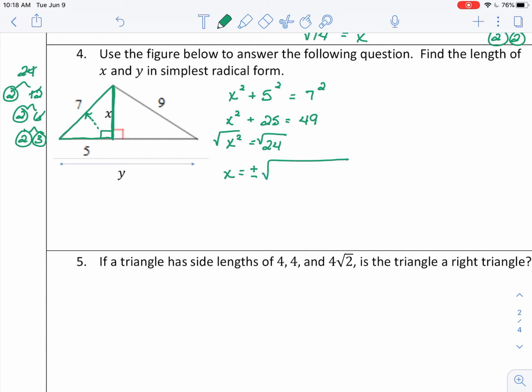So instead of square root 24, I'm going to have square root of 2 times 2 times 2 times 3. And pairs make perfect squares. So instead of square root 4, we can simplify that to just a regular 2. 2 times 3 is 6. And I'm going to drop that plus or minus because we only need the positive solution here, because I'm talking about a side length of a triangle. So I now know that x is 2 root 6.